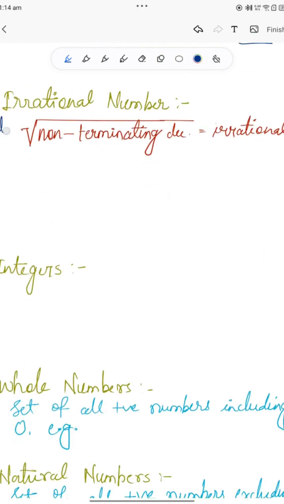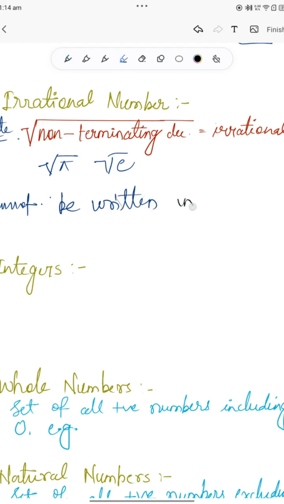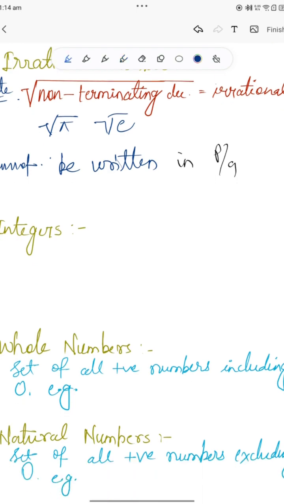Now what is the irrational number? This is a note part, just note it down. Root over a non-terminating decimal is basically an irrational number. Non-terminating decimal means when I say root over pi, that is an irrational number. Root over e exponential, that is an irrational number. Irrational number मतलब क्या होता है? That cannot be written in p by q. p by q में जिसको हम लोग लिख नहीं सकते उसको हम irrational number बोलते हैं.